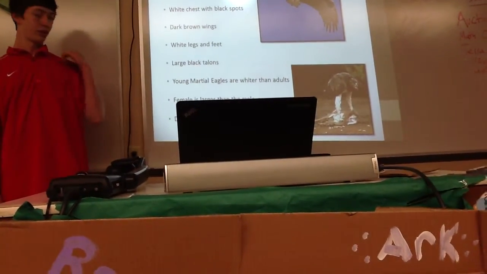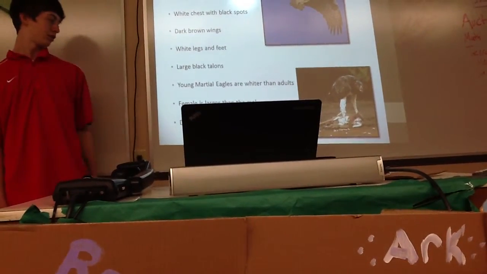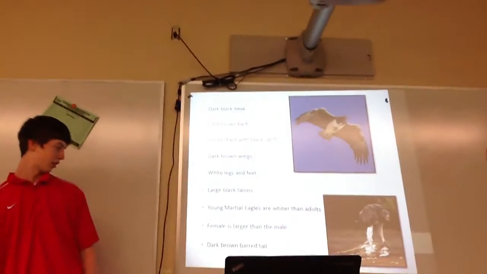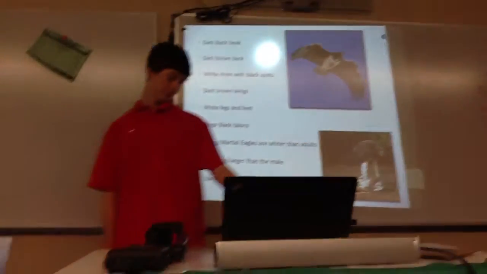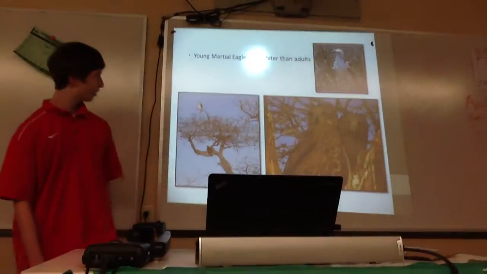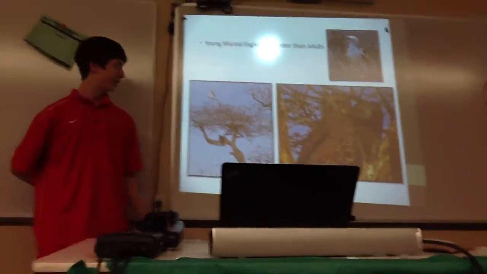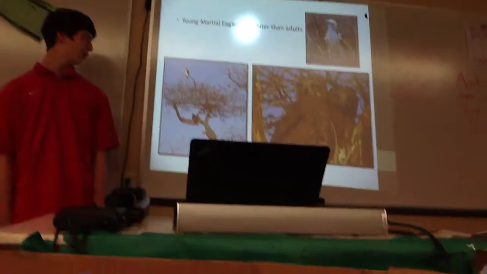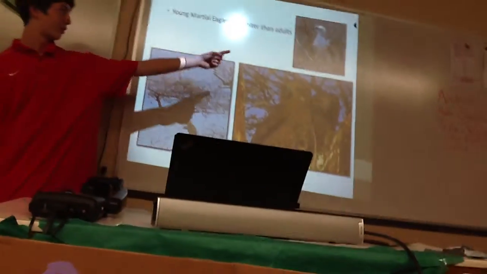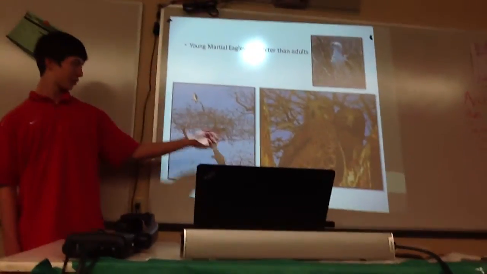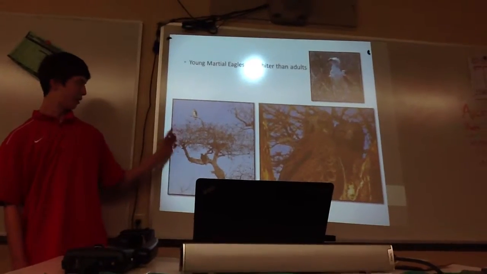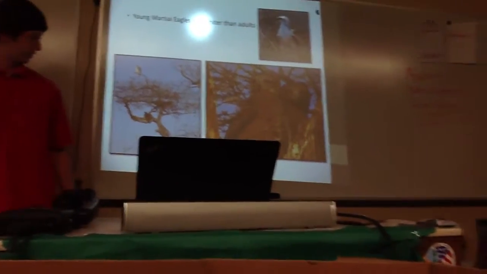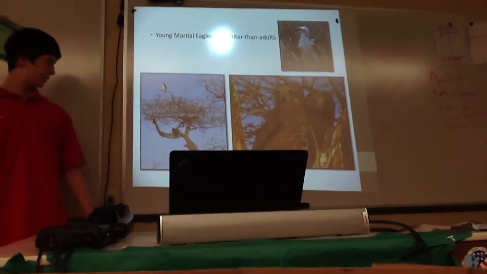The younger Martial Eagle is whiter than the adults, and the female is bigger than the male, and they also have a dark brown tail. Young, and as I said, the young are whiter than the adults, and that's a picture of one. And then here's the only pictures I could find of both the male and female, so can't really tell which is which.